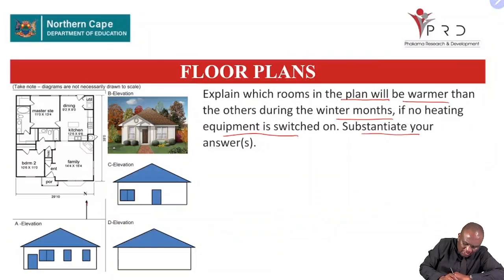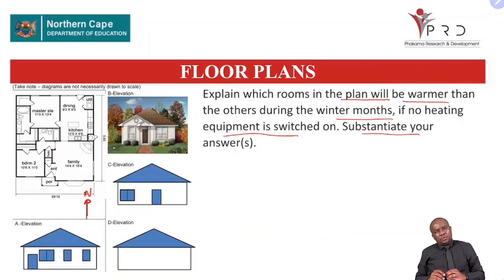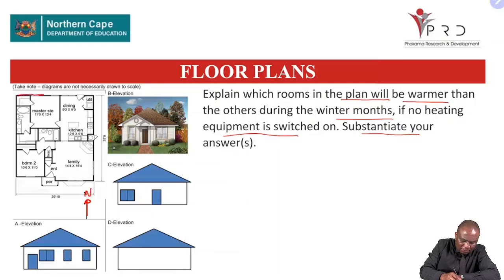Right, this is the north and this is the compass. We said that when we're building our houses, if you want your room to be warm, it must be on the north elevation of the house. So where is the north elevation of the house here? This is the north elevation of the house. This is north, according to this compass. So the rooms that are going to be warmer here are the master bedroom and the dining room.